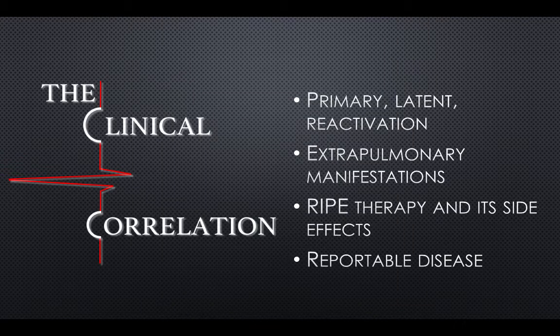To summarize, know the difference between primary, latent, and reactivation of tuberculosis, as this may determine treatment and disposition of the patient with TB. The pulmonary manifestations of TB are easy to remember. It is the extrapulmonary manifestations that may be missed. RIPE therapy is indicated in patients with active TB. Know the side effects of each medication and warn your patients about them. Tuberculosis is a reportable disease. You must contact the health department before the patient leaves the emergency department.